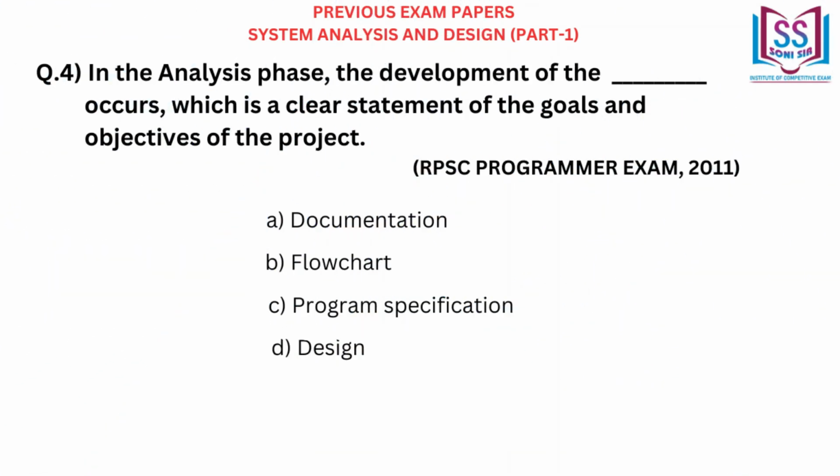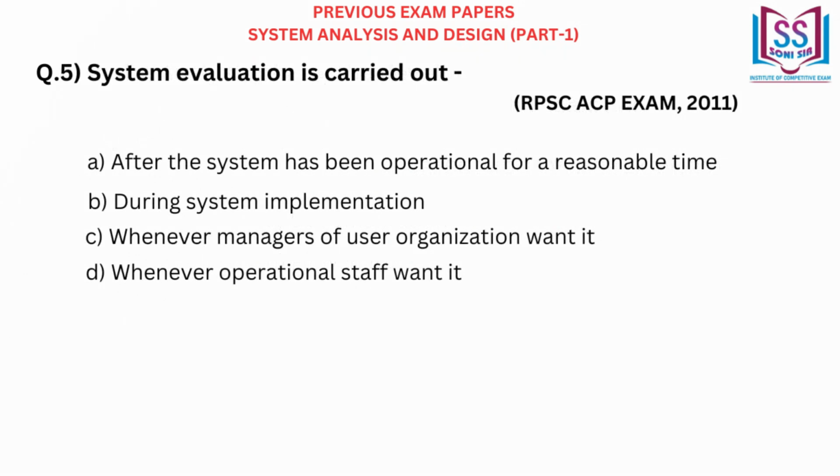In the analysis phase, the development of the dash occurs, which is a clear statement of the goals and objectives of the project. A. Documentation. B. Flowchart. C. Program specification. D. Design. Correct answer C. Program specification.